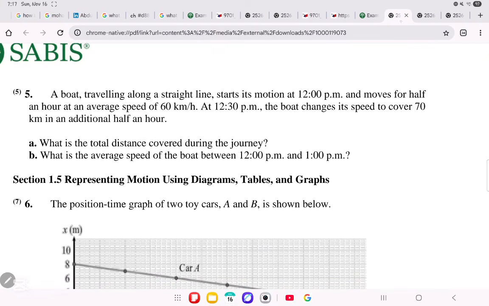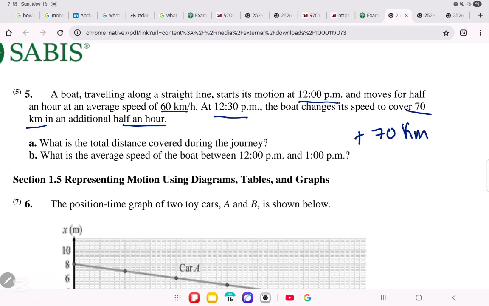A boat traveling along a straight line starts its motion at 12 p.m. and moves for half an hour at an average speed of 60 kilometers per hour. At 12:30 p.m., the boat changes its speed to cover 70 kilometers in an additional half an hour. What's the total distance covered during the journey? So in the first half of the motion, they did not give us the distance, but in the second half, they told us it travels another 70 kilometers. So we know that the second half of the motion is how much? Is 70 kilometers in distance.